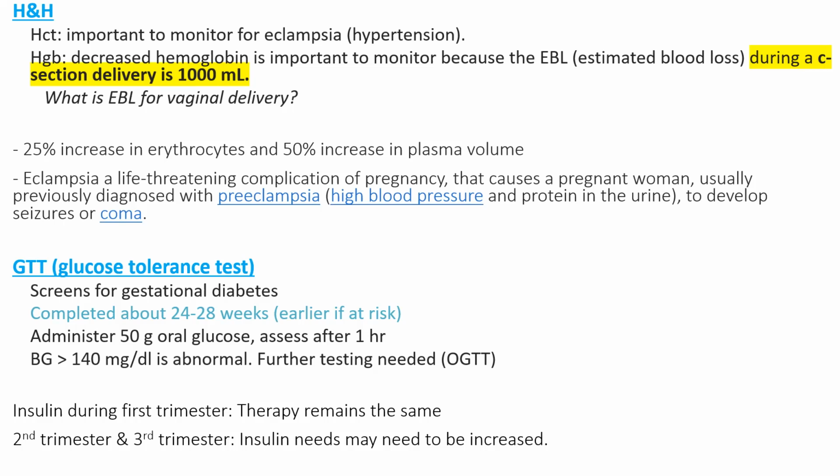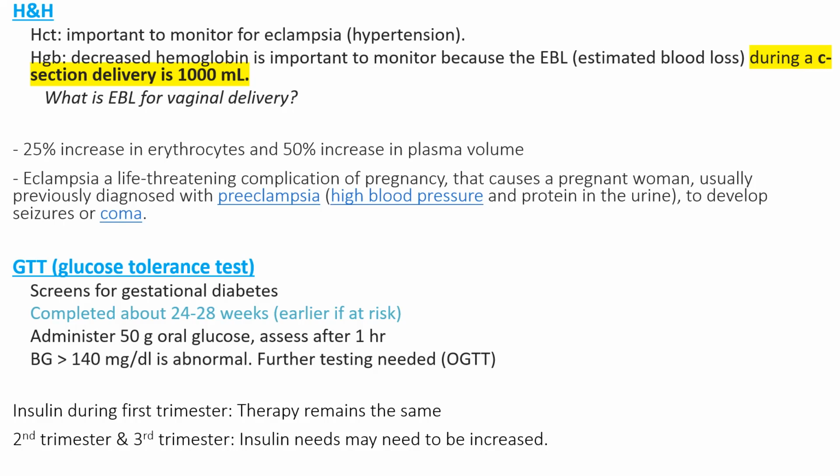And during a C-section, we're going to be having estimated amounts of around 1,000 milliliters of blood. During a vaginal delivery, does anyone know what that would be? It would be 500 milliliters. So always remember, C-section is a very important surgery. So obviously you're gonna have a lot more blood come out there. We're gonna have a 25% increase in erythrocytes and 50% in our plasma volume.